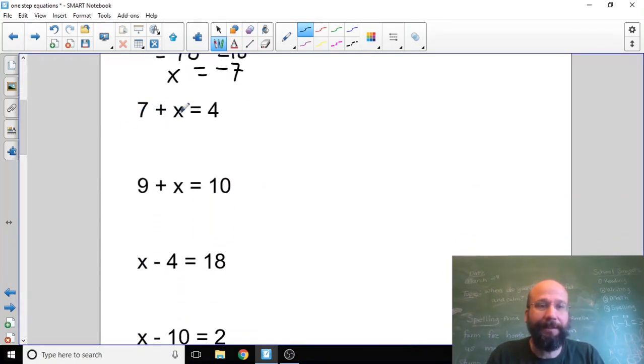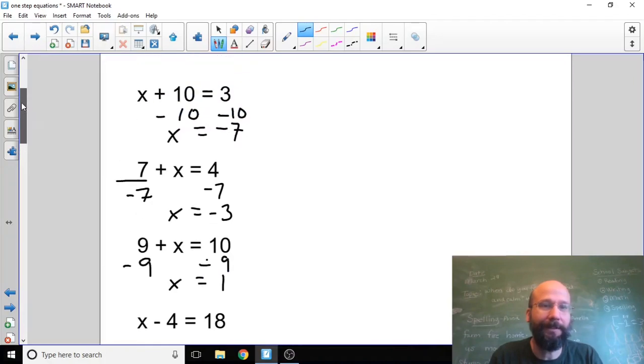This is the same thing. 7 plus x equals 4. This number here doesn't have a negative sign in front of it, so we know it's positive. So to move this positive 7 over, we're going to subtract 7. So x, again, 4 minus 7 is negative 3. Same thing. There's no negative, so this is a positive. So the opposite of positive is negative. Subtract the opposite. So that's going to give us x equals 1.